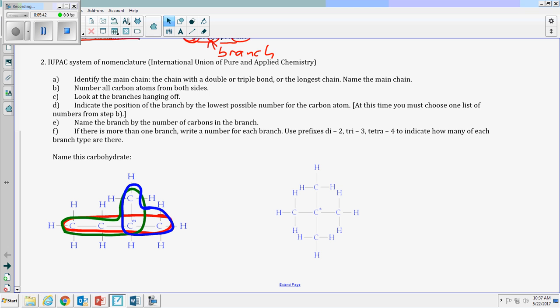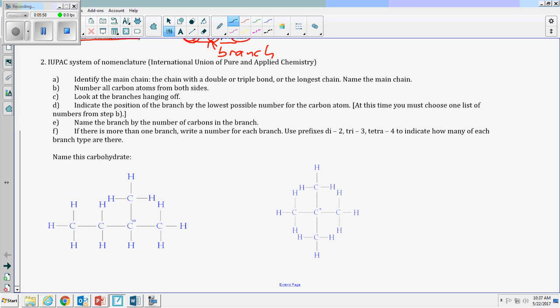Good. So we identified our main chain, and just for ease, it's usually easier if we go across. And as we have that option for the main chain, I'm going to use the chain going across as my main chain.